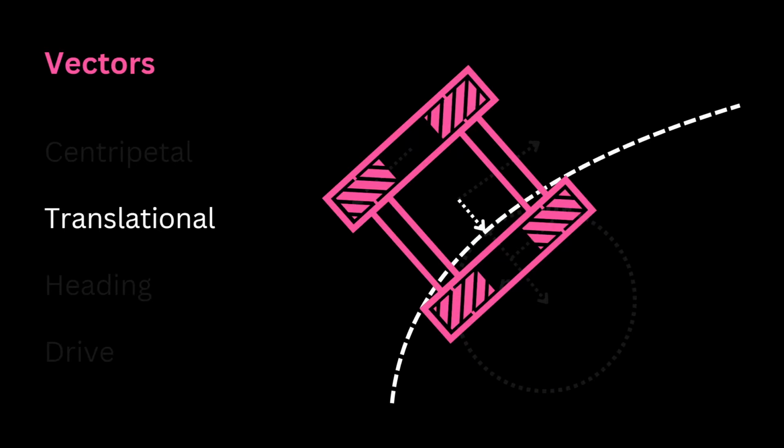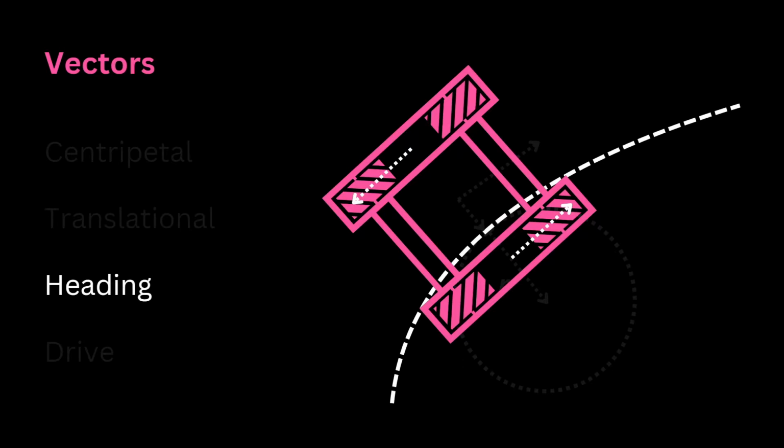Next is a translational vector, and this is a very simple positional translational correction. It just corrects the robot from its current position to the position of the closest point on the path. However, it does not actually correct along the path itself to the closest point, because that would interfere with the drive vector. So it's prevented from doing that.